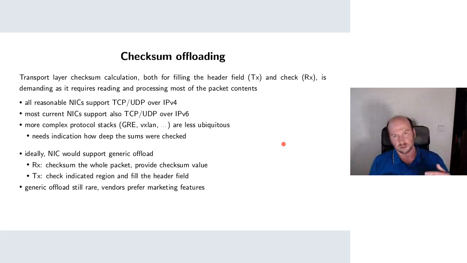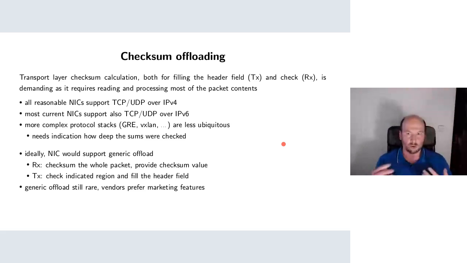We have a similar situation on transmit. The problem is that this generic offload is only supported by very few cards, and most vendors prefer the specific checksum for specific protocols or combinations of protocols, which leads to something called protocol ossification, because it's a big entry barrier for introduction of new protocols, and also it limits the ability to use combinations of nested tunneling protocols and so on.